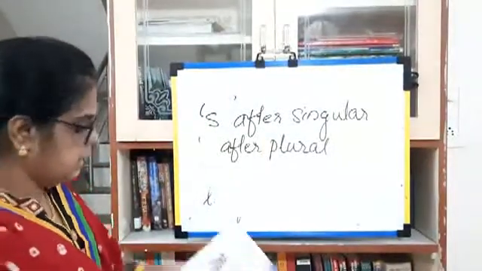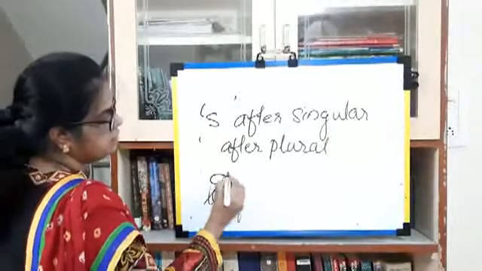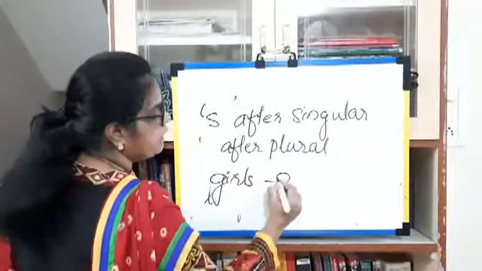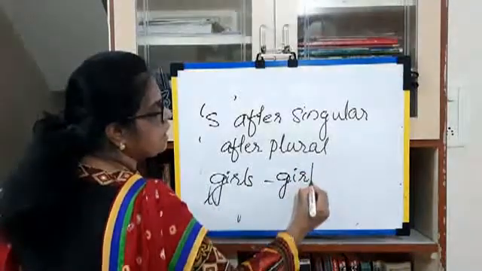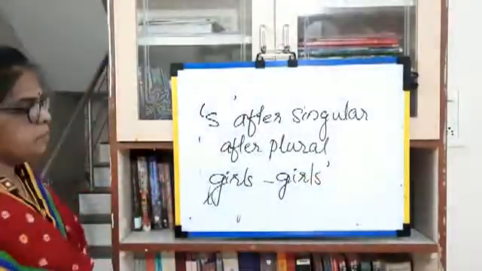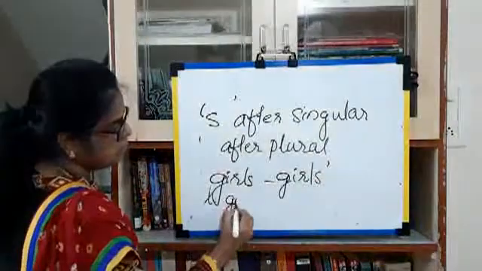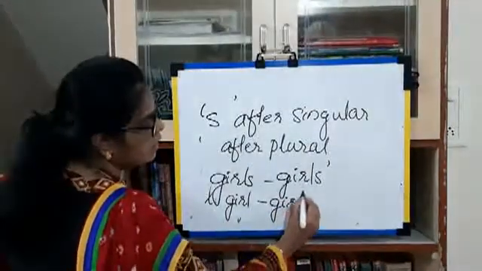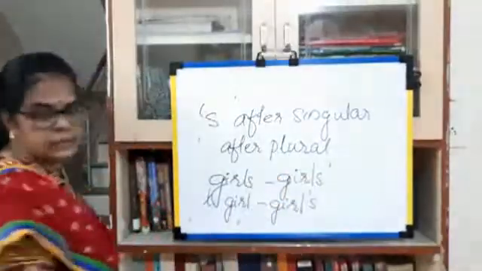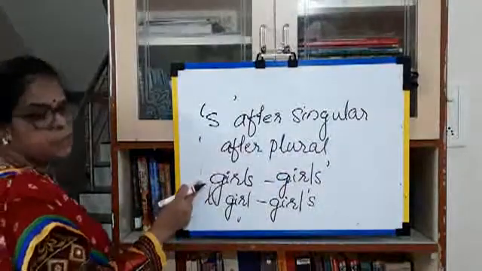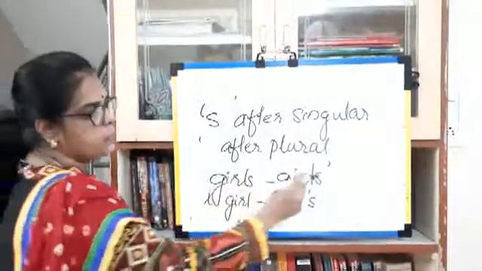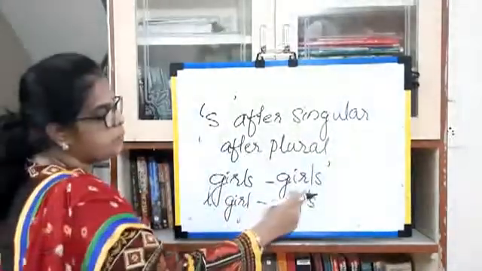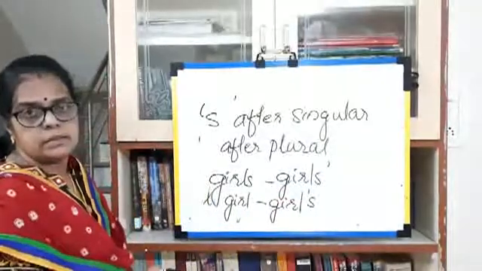For example, here we are given girls. Girls is plural, right? So here we put the apostrophe after girls. But if only girl is there, that is singular, you put the apostrophe before the s. Girls is plural, we put the apostrophe after the s. But here it is girl, we put the apostrophe before the s.